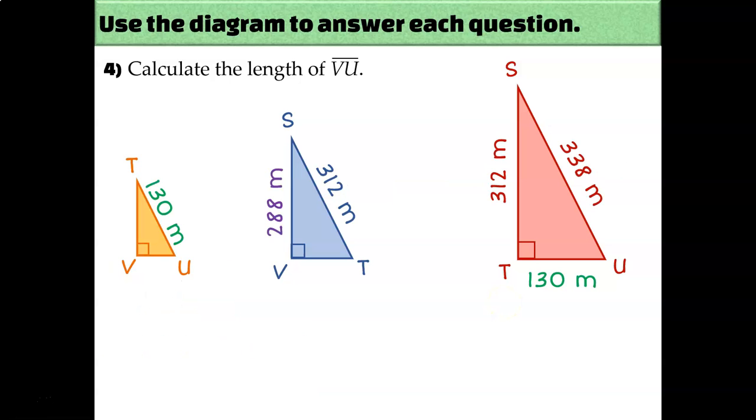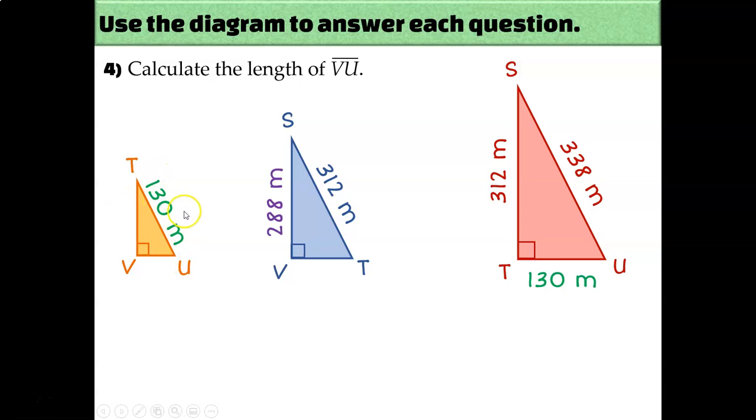All right, let's see what else we can do. So I labeled SV as being 288. We're getting closer and closer to having a complete diagram. Next up, we're going to solve for the length of VU. And I only see VU in one place again. It's right here. It's the short leg of the little triangle.